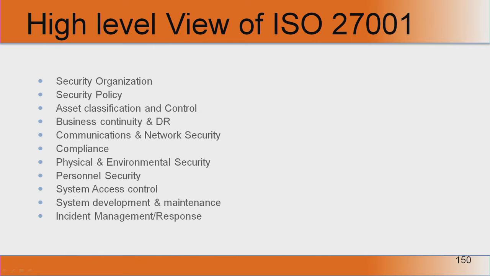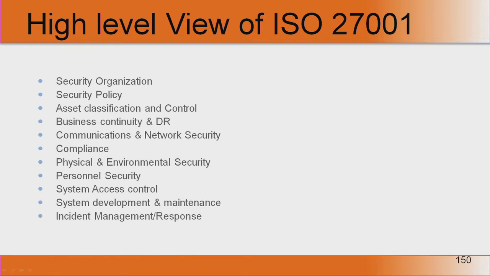Now, what is the high level view of 27001? When you read the standard, it is pretty difficult to understand what exactly is going on in it. There are several controls, 133 controls, and these are the objectives and all that. But to simplify it, look at the slide, I will just explain it to you.